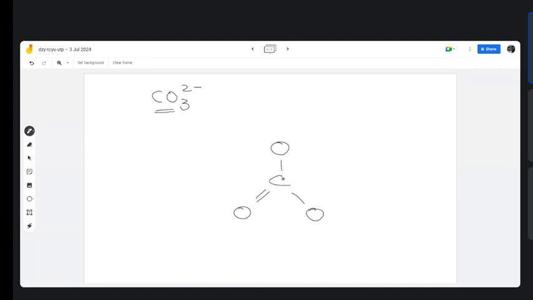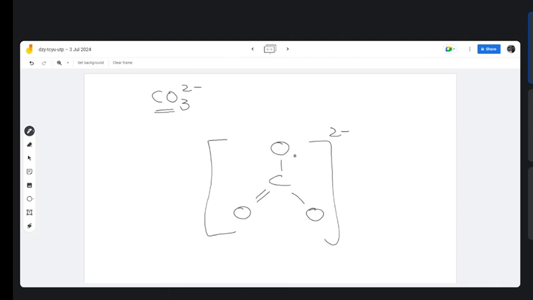Now, think from carbon's perspective. Wherever carbon goes, four bonds are required. Think from this oxygen's perspective. Wherever oxygen goes, two bonds are required. But here, only one bond is there. It is not satisfied. How many are not satisfied? Two are not satisfied. That is why it is 2 minus. I hope you got it. Two were not satisfied, therefore 2 minus.